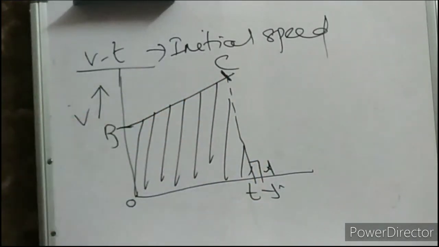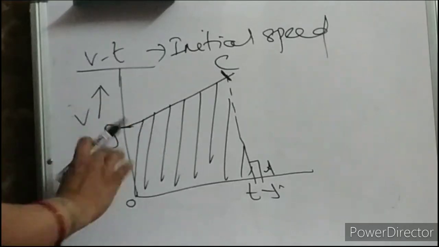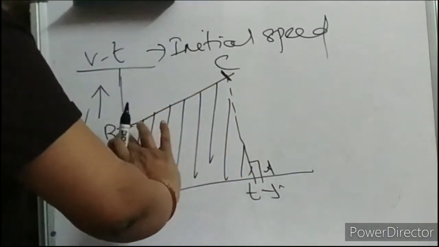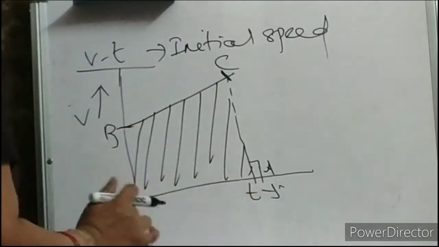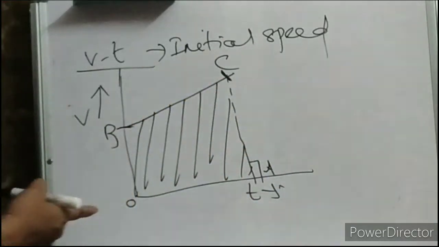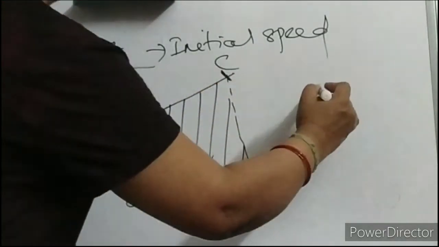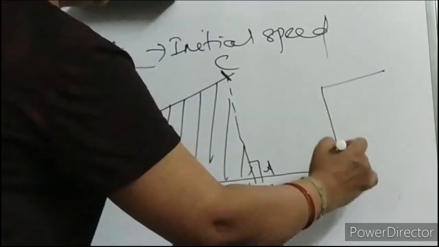Can you calculate the area? Is it easy to calculate this area? Tell me. This is what? These are parallel. Okay. These are non-parallel sides. 90. So this is a trapezium. This is a trapezium only, na?